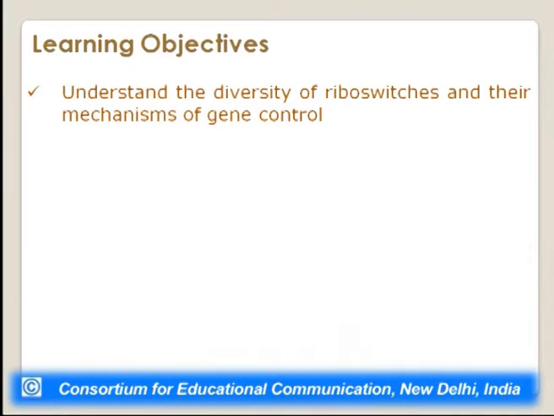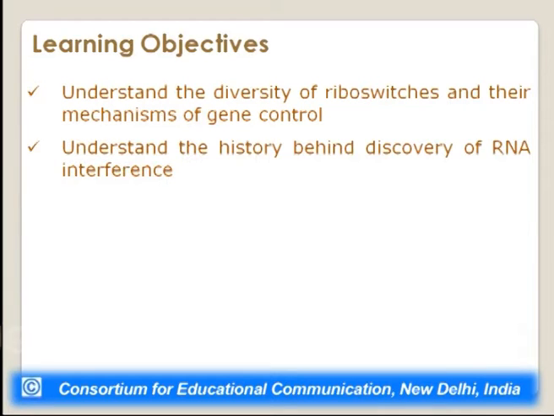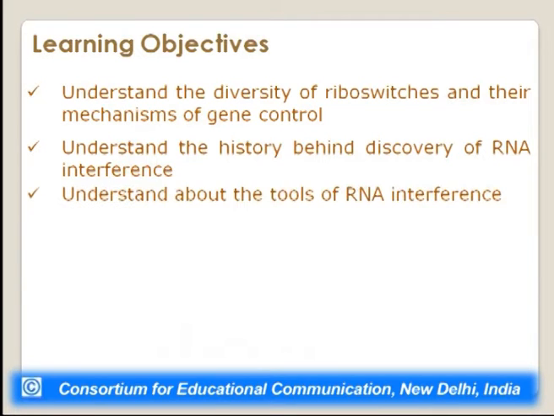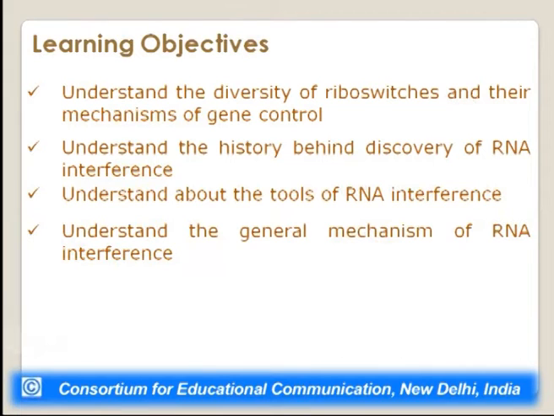We will be primarily talking about riboswitches and a phenomenon termed RNA interference, in which gene silencing is done by regulatory RNAs. So the learning objectives for this session are to understand the diversity of riboswitches and their mechanisms of gene control, to understand the history behind the discovery of RNA interference, to understand the tools used in RNA interference, and to understand the general mechanism of RNA interference.